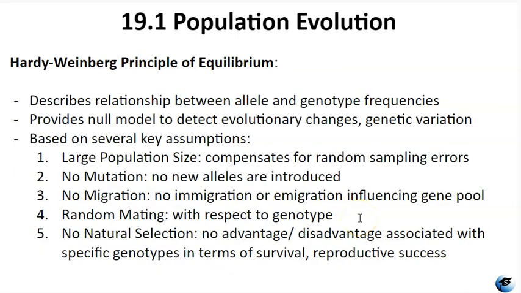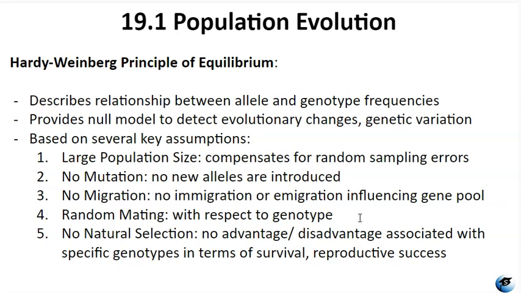The Hardy-Weinberg principle is based on several key assumptions. First is large population size. The population has to be large enough that random sampling errors do not significantly affect allele frequencies. The next one is no mutation. There shouldn't be any new mutations introducing new alleles into the population. No migration, no emigration or immigration is influencing the gene pool.